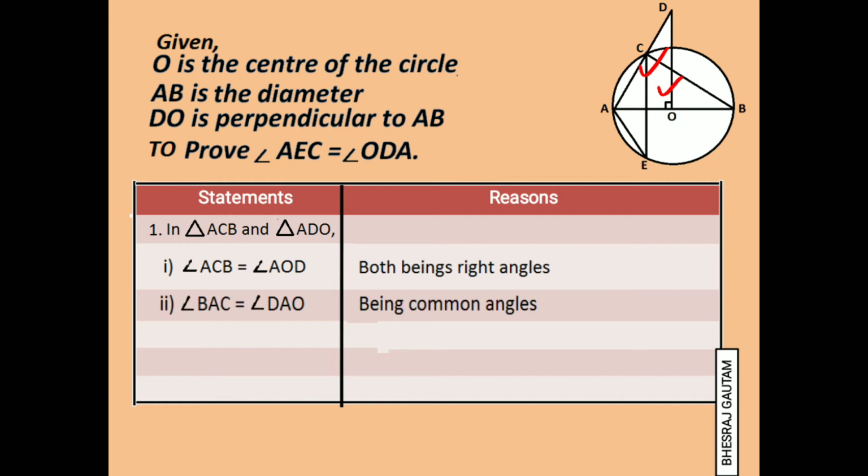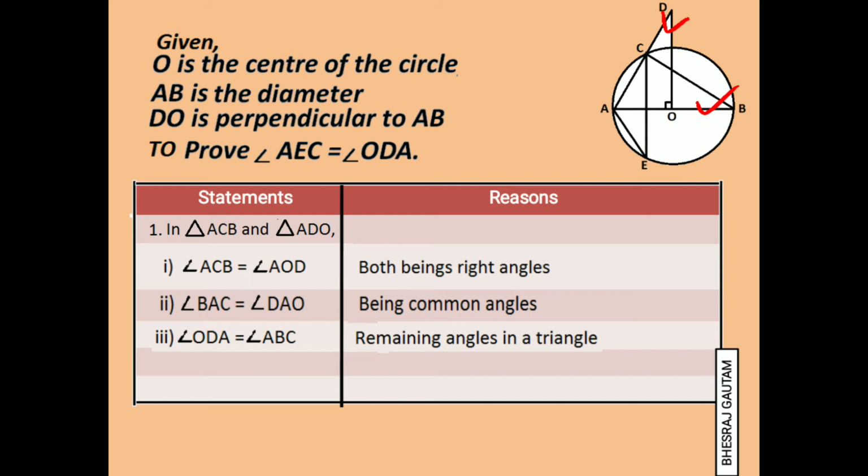Secondly, angle BAC is equal to angle DAO as both are the common angles formed at vertex A, and angle ABC is equal to angle ODA, both being the remaining angles in a triangle.